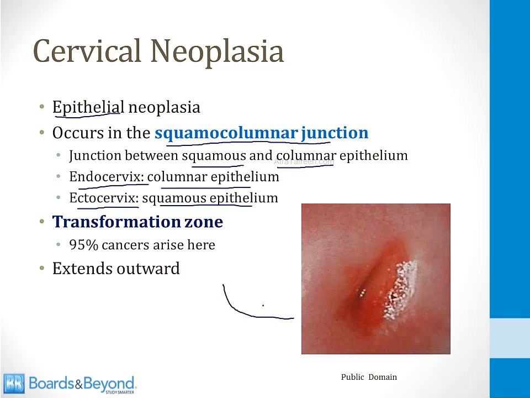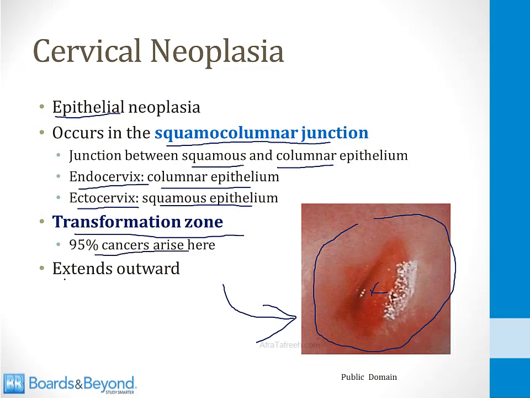And if you look at this picture on the screen, this is how the cervix looks when you examine it during a speculum exam as part of the pelvic exam on a woman. The red portion here in the middle is the endocervix. It goes down into the canal. Pink portion on the outside here is the ectocervix. So that red portion is columnar epithelium, and the pink portion is squamous epithelium. And this whole area surrounding the squamocolumnar junction is called the transformation zone. That's where the epithelium transforms from columnar to squamous, and 95% of cervical cancers arise here and then extend outward from the inside of the cervix.